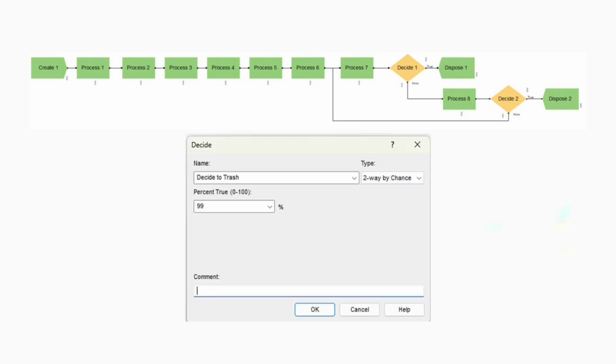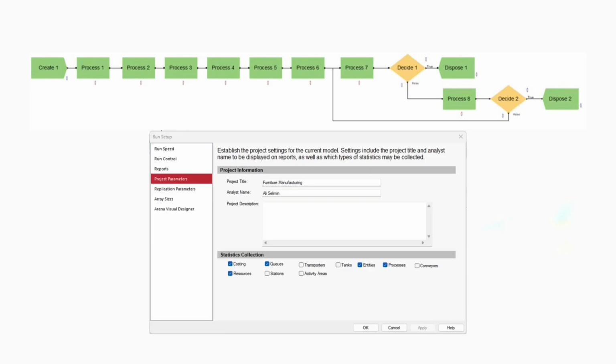These rejected parts then go through a decision-making process to determine whether they should be disposed of or reworked. Usually, 99% of the rejected parts are discarded, while the remaining 1% are reworked by sending them back to the machine part process. For the project parameters, fill out the project name and the analyst name.